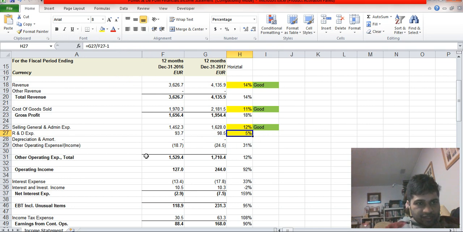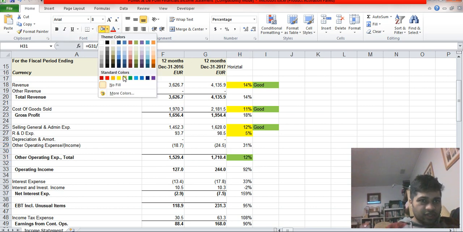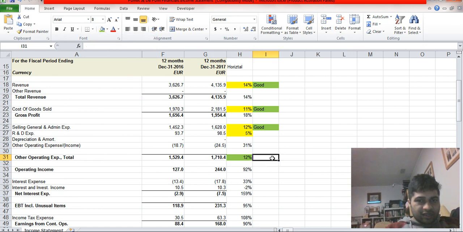Depreciation and amortization, or other operating expense total: increase, depreciation amortization nil, so this we can ignore, so it is income, so we can ignore that. So your operating expenses on average are increasing at 12%, while your revenues are increasing at 14%, so it's a good sign.